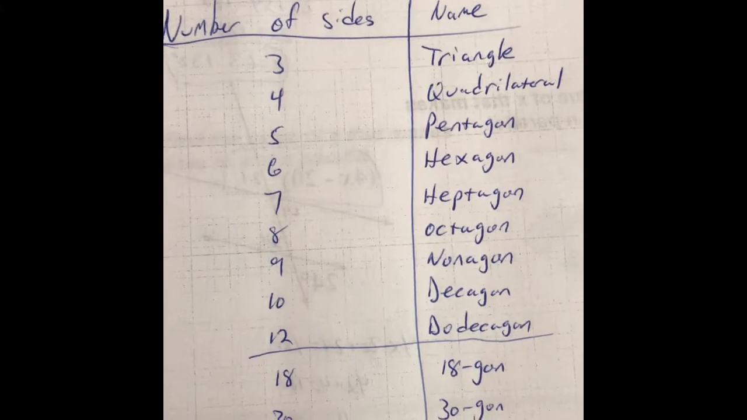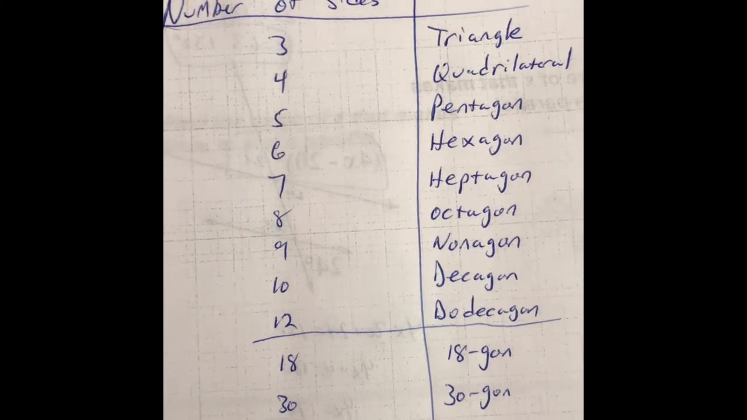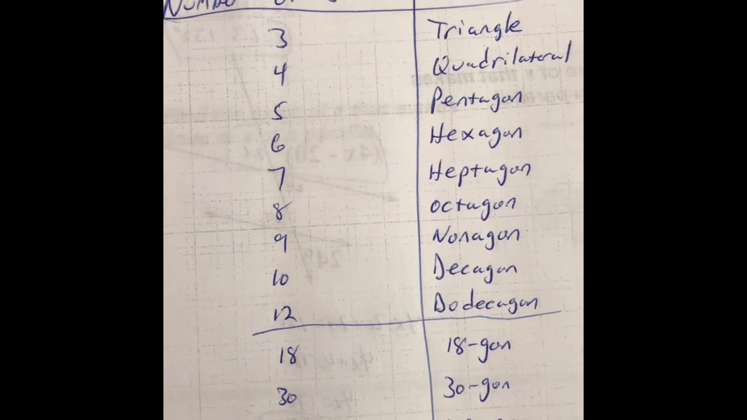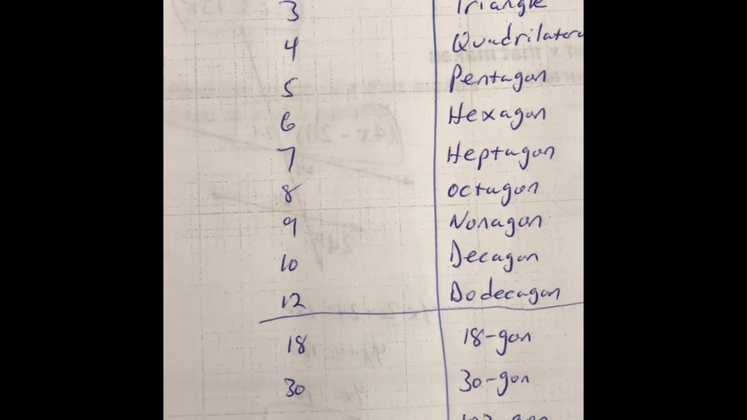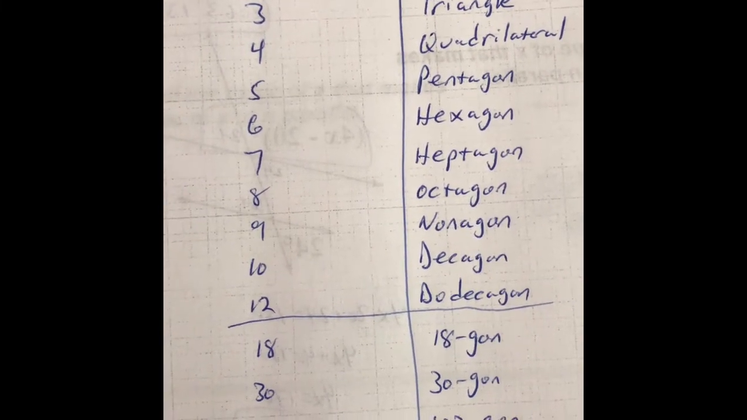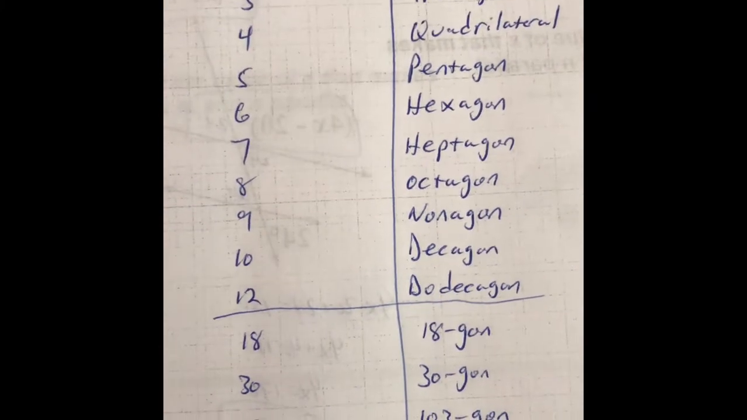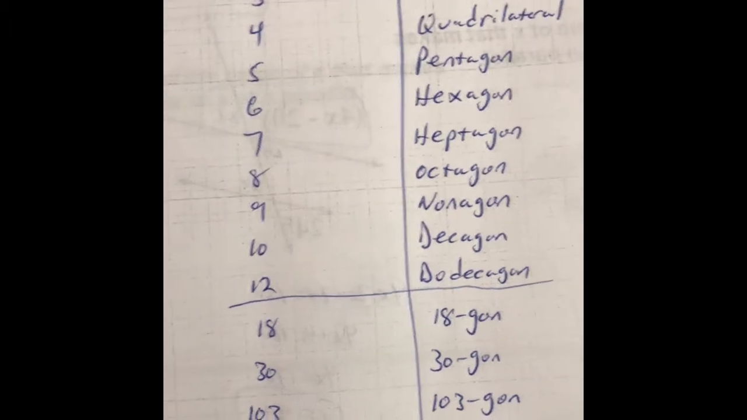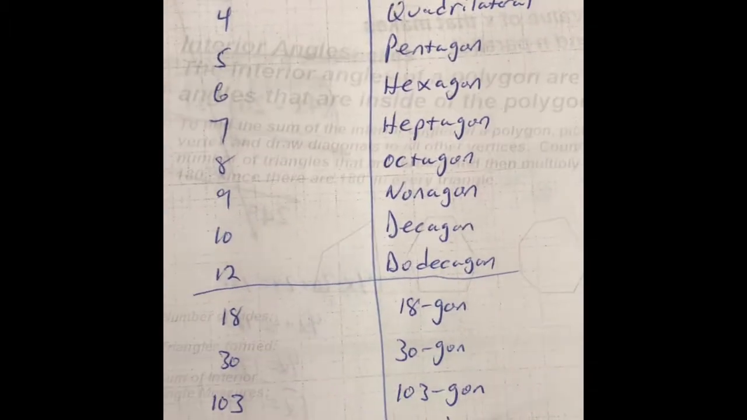All the other ones, very simply, because no one's going to remember all the names for all the sides. I mean, you could have a shape that has 300 sides. Nobody's going to remember all those names. So very simply in math, what they do is they take the number of sides that it has and just attach a hyphen with G-O-N, gon, afterwards. So an 18-sided figure in math is called an 18-gon. A 30-sided figure is called a 30-gon. And a 103-sided figure is called a 103-gon.